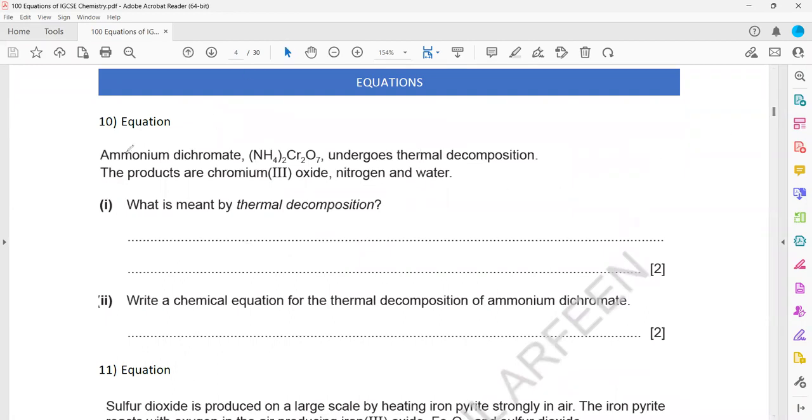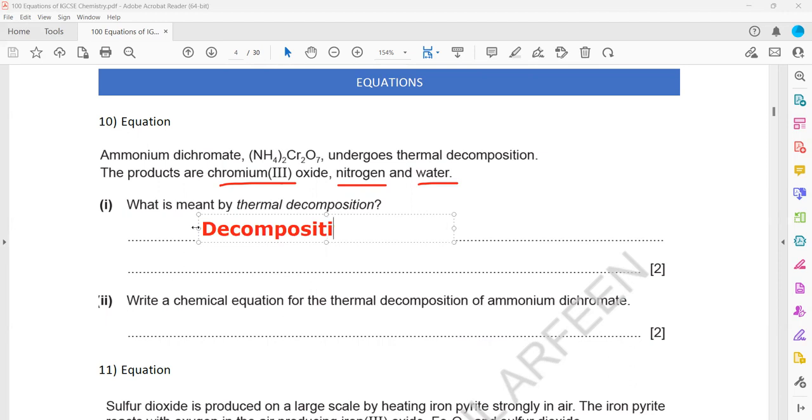Question 10. Ammonium dichromate, which is (NH4)2Cr2O7, undergoes a thermal decomposition. The products are chromium(III) oxide, nitrogen, and water. What is meant by thermal decomposition? How do we define thermal decomposition? Decomposition of a compound by supplying heat energy.